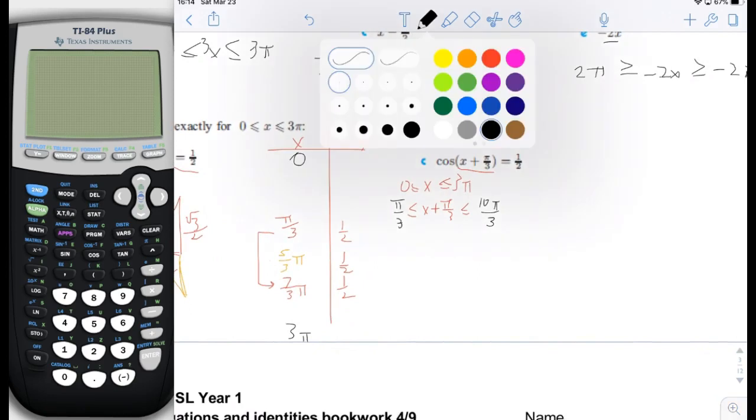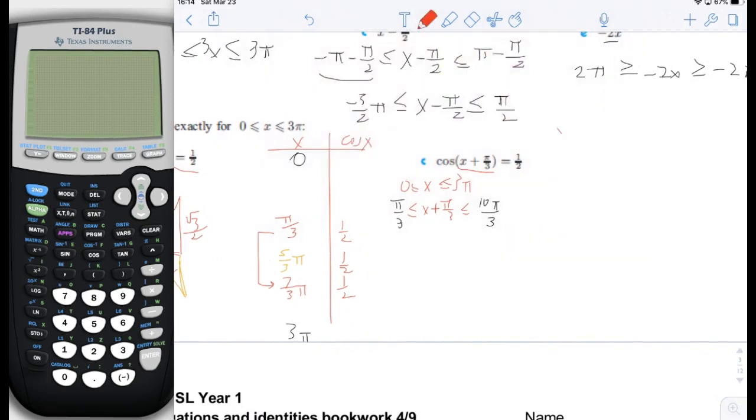Okay, so we're going to make a new table. And this table is going to have 3 columns instead. It's going to have the x column, the x plus pi over 3 column, and the cosine of x plus pi over 3 column. Okay, so we're looking to make all these 1/2. So we're finding everything that makes the cosine of x plus pi over 3 equal 1/2.